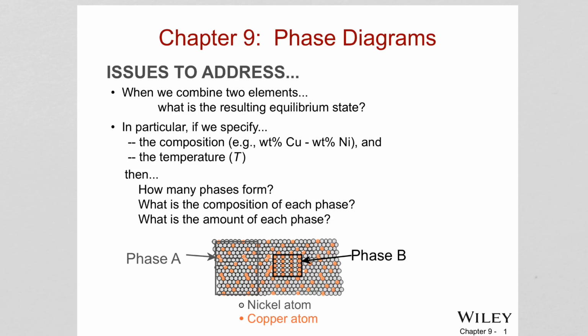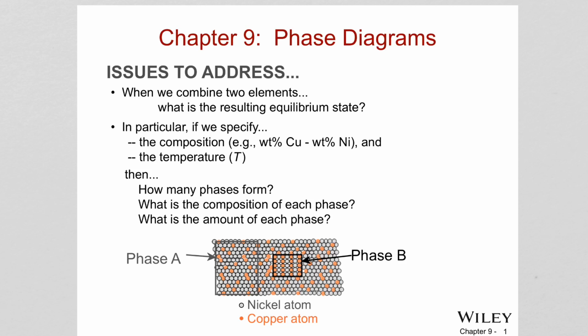So phase diagrams therefore are going to tell us what is the phase of a system at a certain composition and at a certain temperature. So how many phases form? It doesn't have to be just one phase, it can be more than one. And what is the composition of each phase? Let's say in the image we are seeing copper and nickel mixed, and they are forming two phases. So these are thermodynamically equilibrium phases.